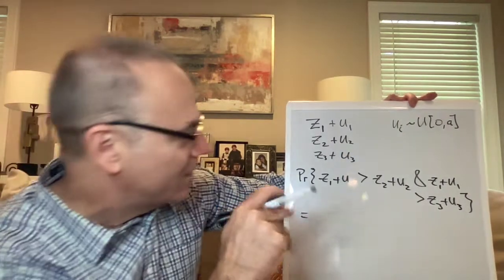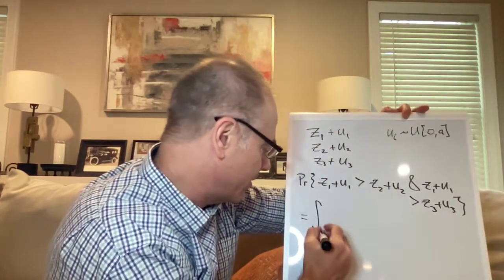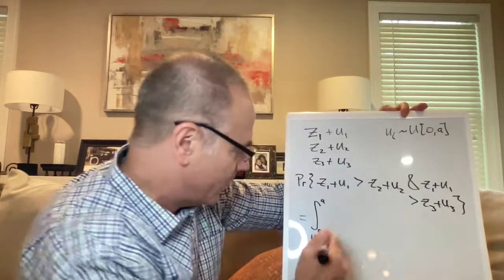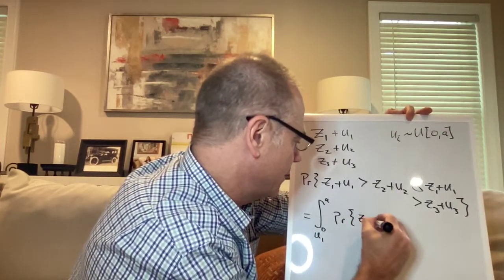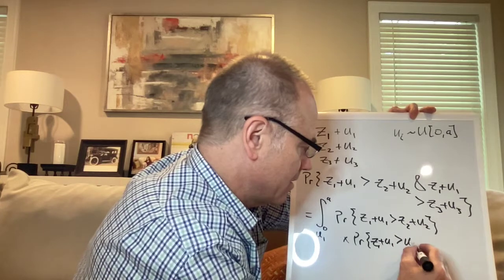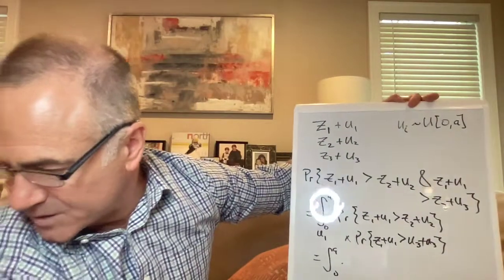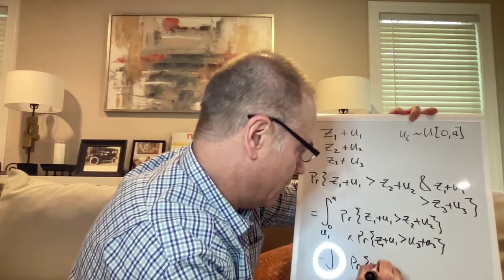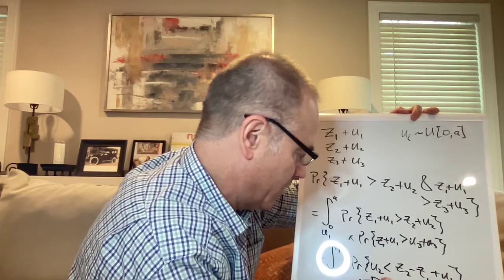You would start doing things like, if you want to know this, you might say, let's let U1 integrate from 0 to A, and then given that we know U1, what's the probability that Z1 plus U1 is greater than Z2 plus U2? So given U1, there's two random variables, U2 and U3, and we're assuming those are independent, so it's going to be the probability of that times the probability that Z1 plus U1 is greater than Z3 plus U3. That equals the integral from 0 to A of the probability that U2 is less than Z2 minus Z1 plus U1, times the probability of that second term.